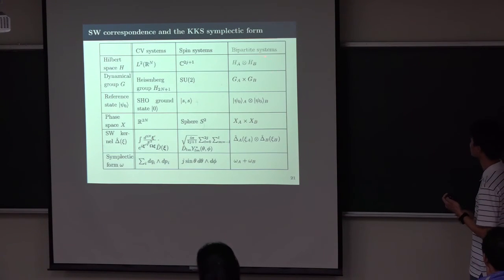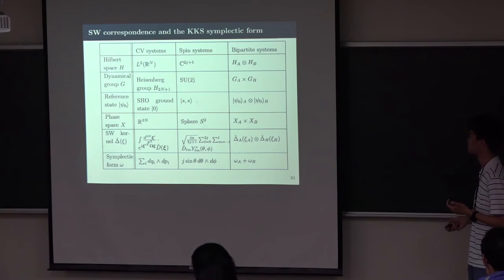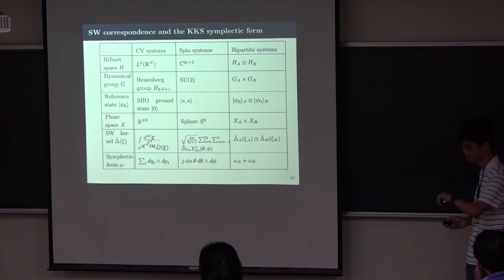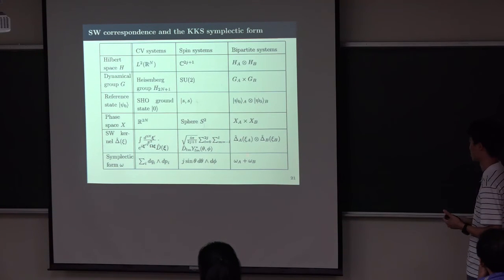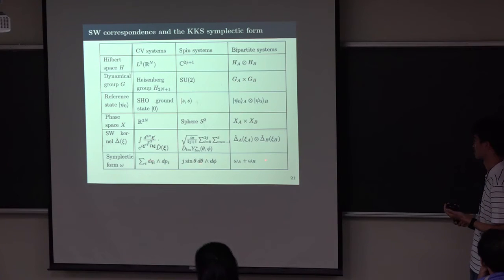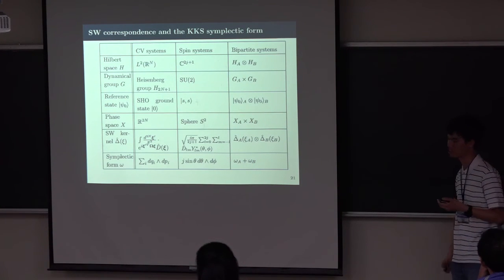And we also need to formulate a bipartite system in this. So the dynamical group is a direct product. The space is a product manifold, and the symplectic form is omega A plus omega B. And again, we can define another symplectic manifold which is omega A minus omega B.